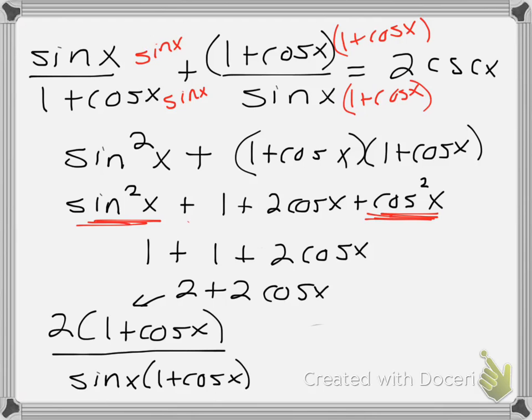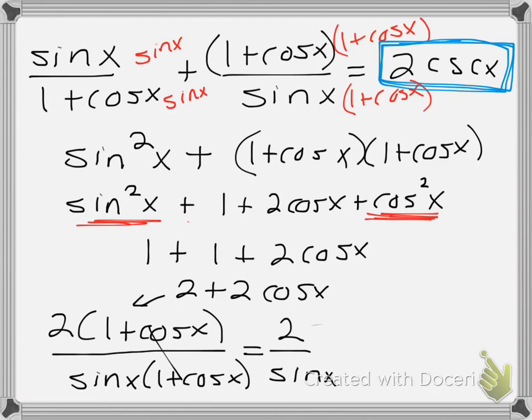So now, I can cancel these out, and I'm left with 2 over sine of x. Now I want, if we go back up here, what I want is 2 cosecant of x. Right now I have 2 over sine of x. And if we think back to our definitions, 1 over sine of x is the definition of cosecant. So I can therefore say that this is 2 cosecant of x, which is, again, what I want.